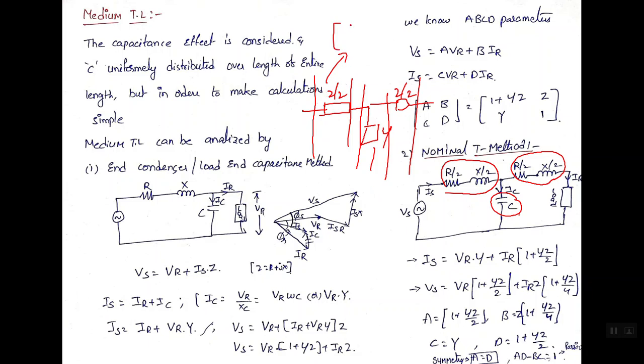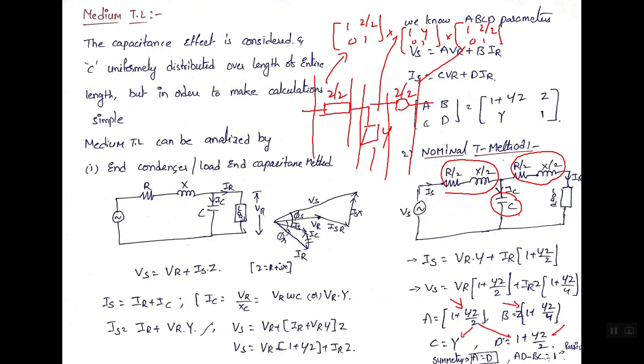For this one, [1 Z by 2; 0 1]. For this one, that is the parallel one, [1 0; Y 1]. For this one, [1 Z by 2; 0 1]. If you multiply these matrices, you will get the ABCD parameters. That is, A equal to 1 plus YZ by 2, B is equal to Z into 1 plus YZ by 4, and C is Y, and D is equal to 1 plus YZ by 2.